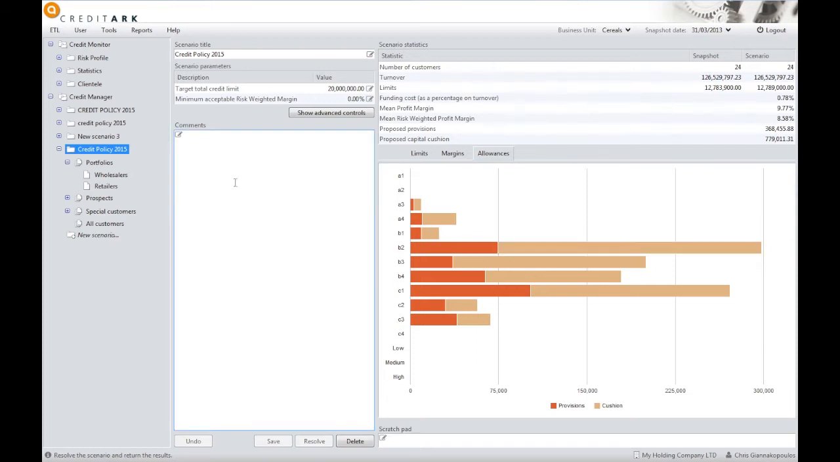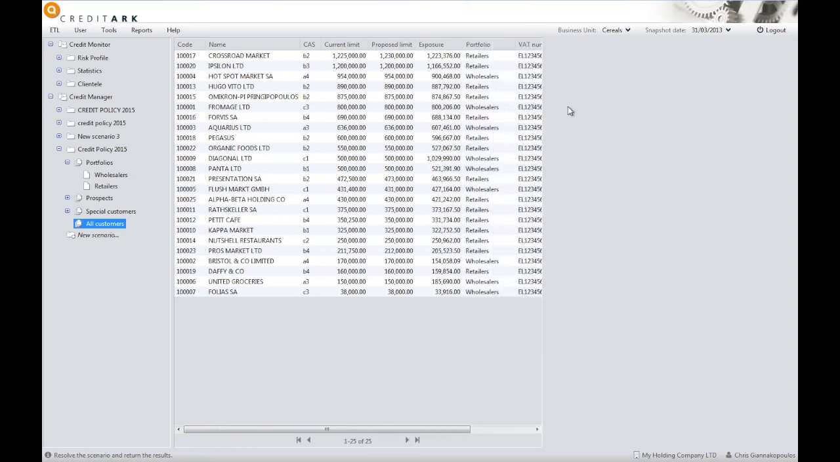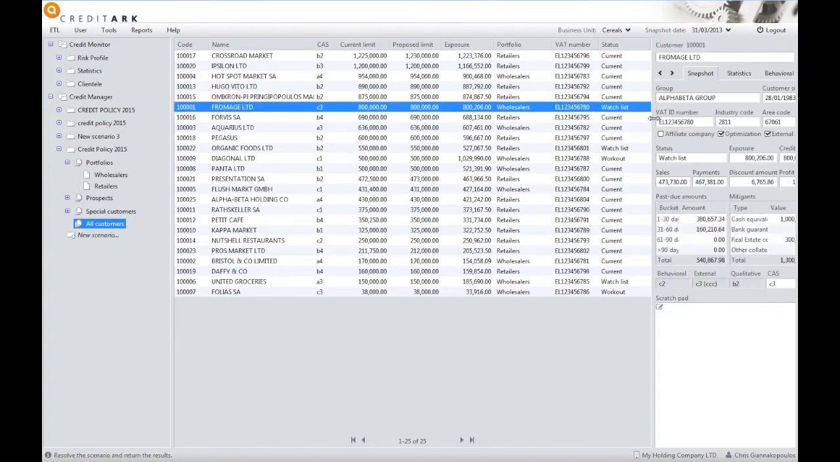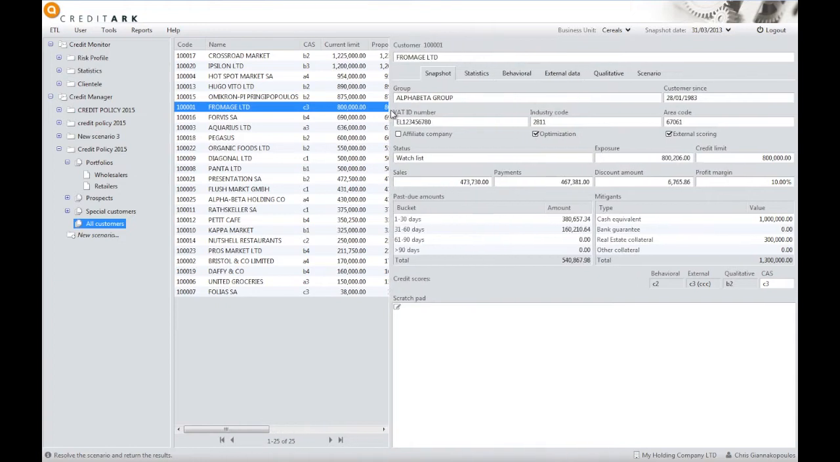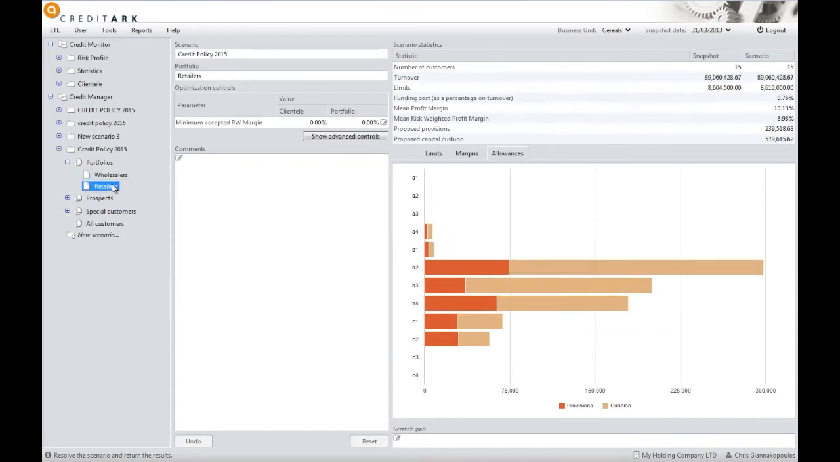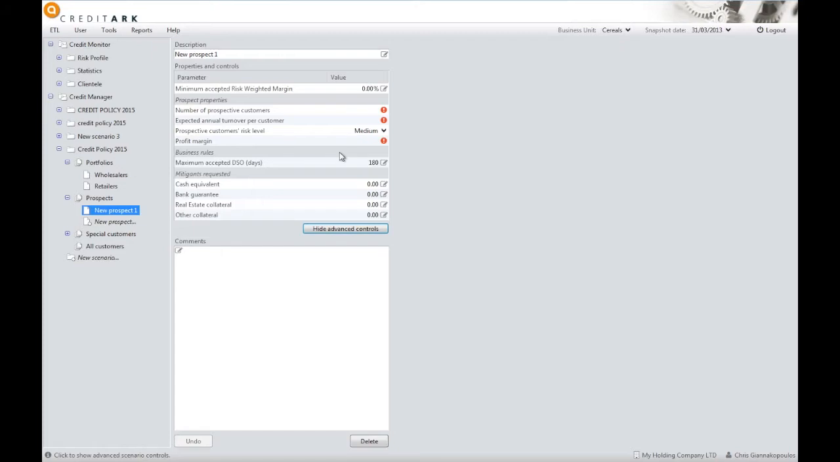Of course, you have detailed info of all customers with no exceptions, so that you compare the existing trading condition with what CREDITARK is suggesting under the scenario that you are running. You can overview results on various types of customers or on a case-by-case basis. More than that, CREDITARK offers you the ability to include in your credit policy new prospects for healthy receivables and higher profit margins, a unique common language and cooperation with sales.